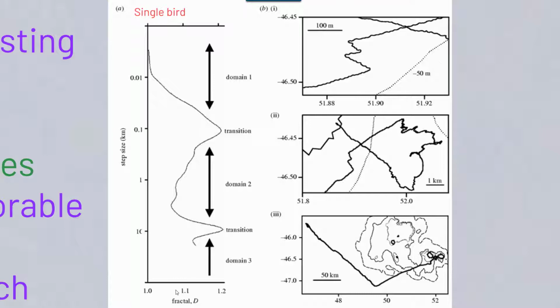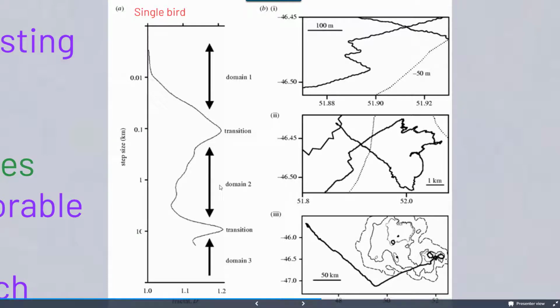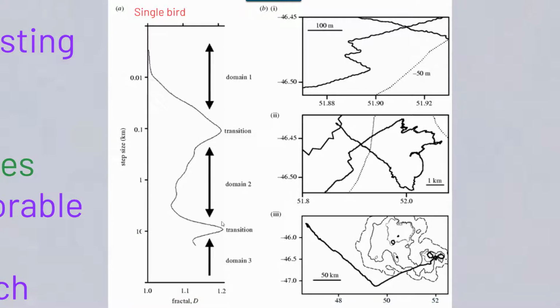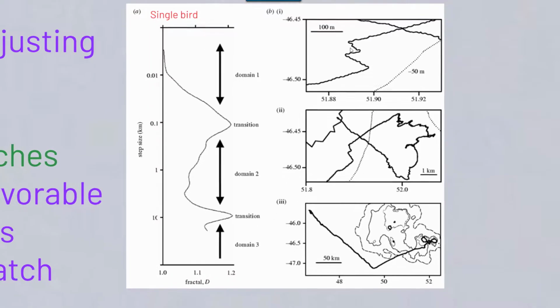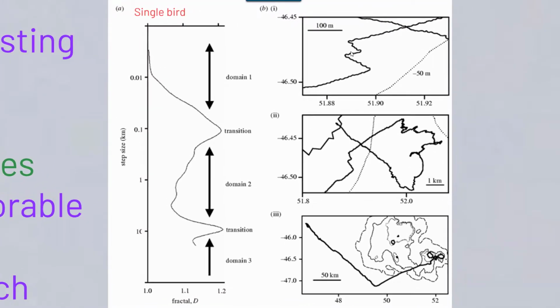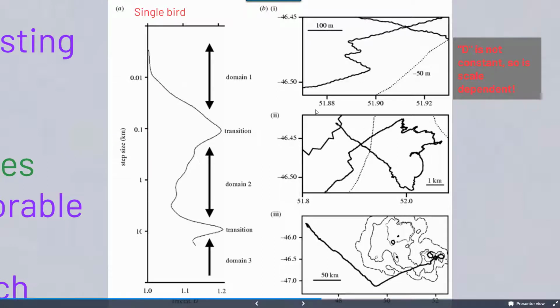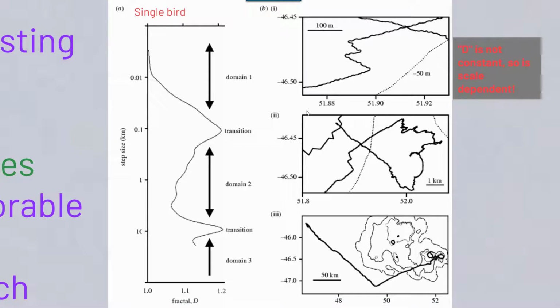on the fractal dimension, or the D value, divided into these different domains, with transitions occurring at the 100 meter and the 10 kilometer marks. And as you can see in this figure, there's quite a bit of variability in the movement from finer scale movements to larger scale movements of the organisms. So the fractal dimension, or the D value, is not consistent, and it is scale dependent in these birds, is what the study found.